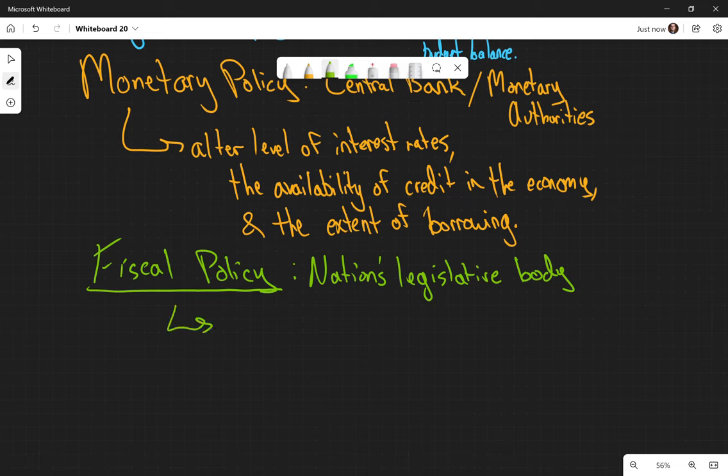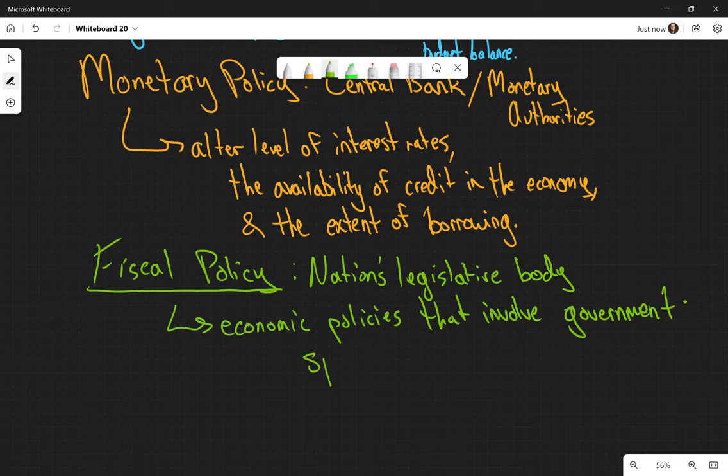And these are policies that involve the government spending money, which they know how to do well, and taxing money, which not so much. Easy to decrease taxes, very difficult, nigh impossible to increase taxes. We'll get into the issues with that later on. Everybody hates taxes. I hate taxes. I'm not saying I like paying taxes, but they're a necessary evil.